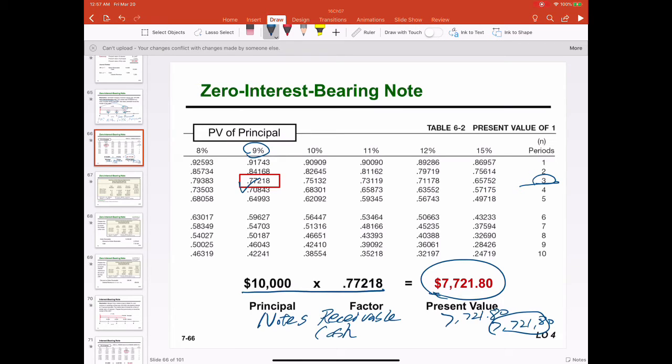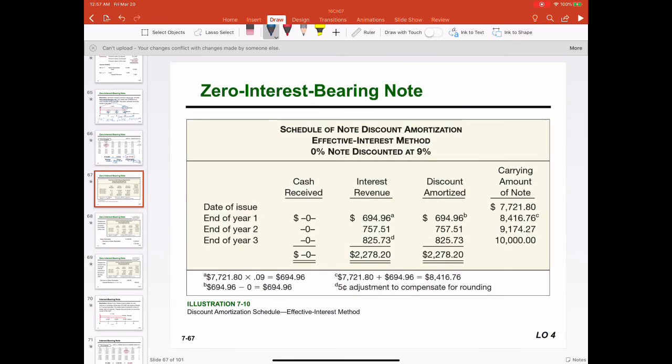So the discount is actually very deep. And this table shows the schedule, how the lender recognizes its interest revenue each year, even though there's no cash received. I just use the first year as an example. It's going to debit discount on the note receivable and credit interest revenue.